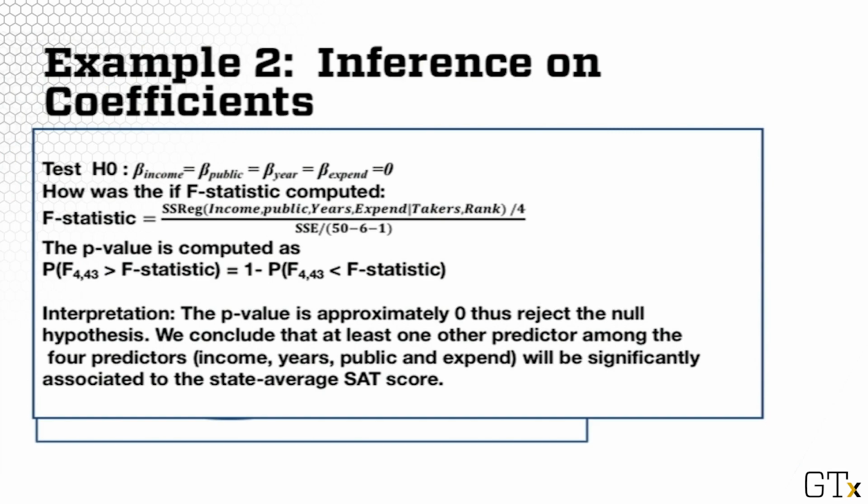And we interpret this as, the p-value is approximately 0, thus we reject the null hypothesis. We conclude that at least 1 other predictor among the 4 predictors, income, years, public, and expenditure, will be significantly associated to the state average SAT score.